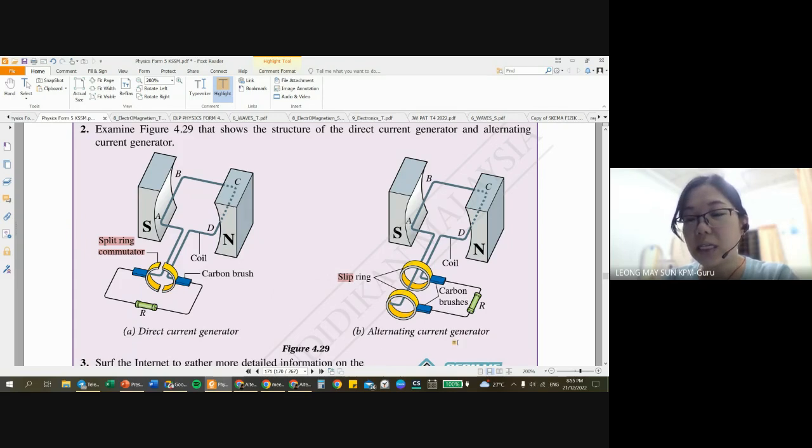But for alternating current, there's no word commutator. It's just a slip ring. For direct current, it's called split ring commutator. So in order to avoid confusion, I would suggest you just memorize it as commutator for direct current, slip ring for alternating current. That's how I memorize it.